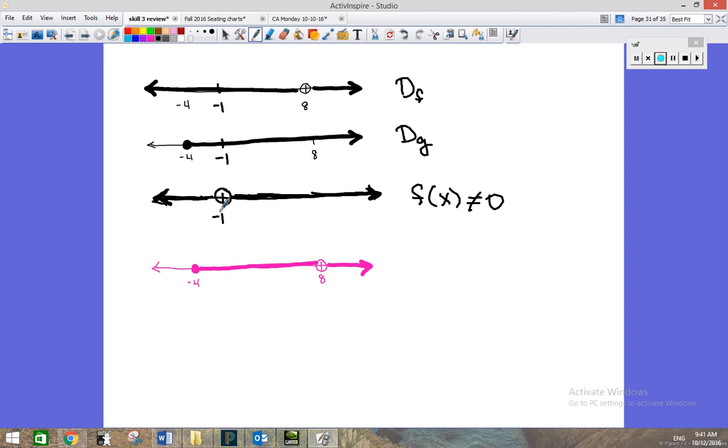So -1 can't be in my final answer because it's not in all three sets. I'm intersecting all three of these sets. So to be in my final answer, you have to be in every set. And when we look at -1, it's in the first two, but it's not in this one. So therefore it can't be in the intersection.